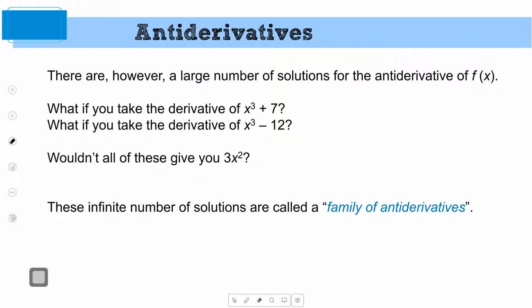There's a lot of them, because any constant we put on the end of that would work. And there are an infinite number of constants. Later on, we're going to talk about the fact that we don't want an infinite number of constants. We want one and only one answer.